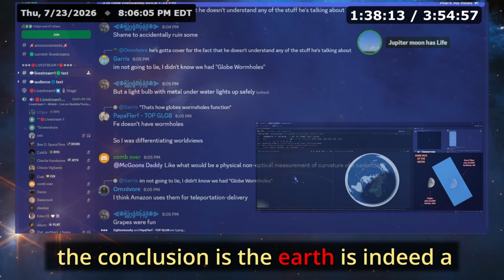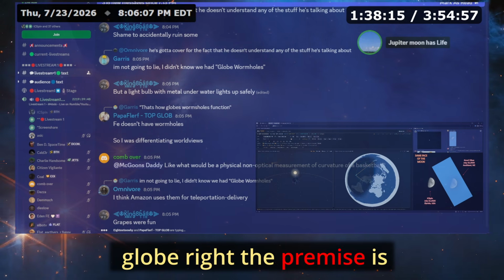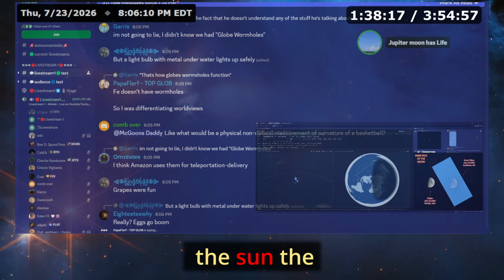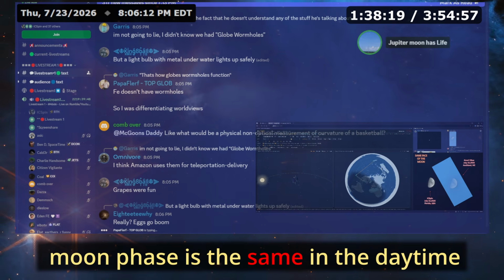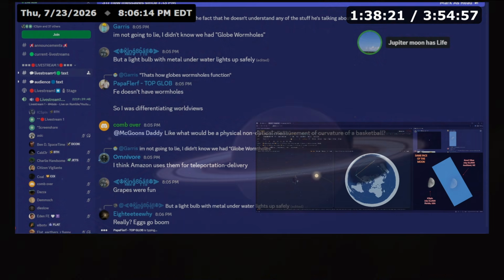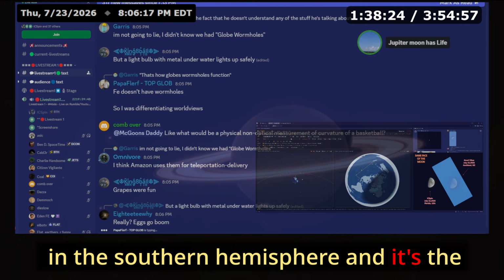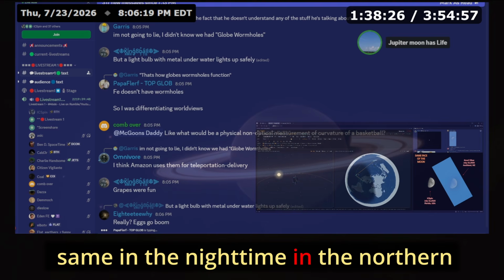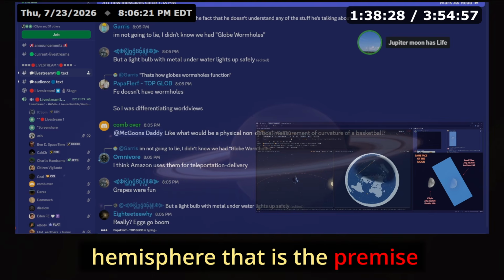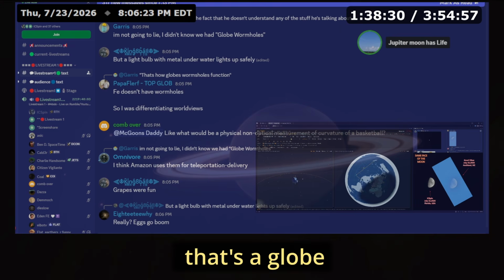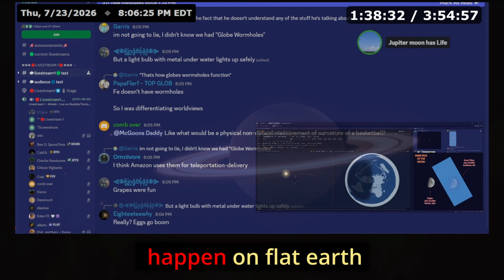The conclusion is the Earth is indeed a globe, right? The premise is the moon phase is the same in the daytime in the southern hemisphere, and it's the same in the nighttime in the northern hemisphere. That is the premise. That's a globe arrangement. That can never happen on flat Earth.